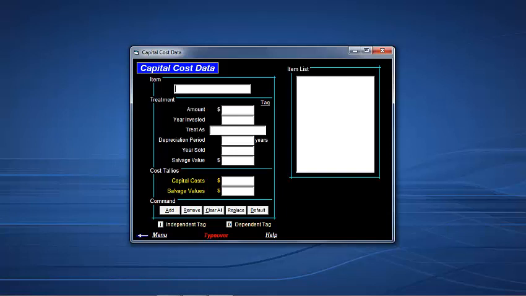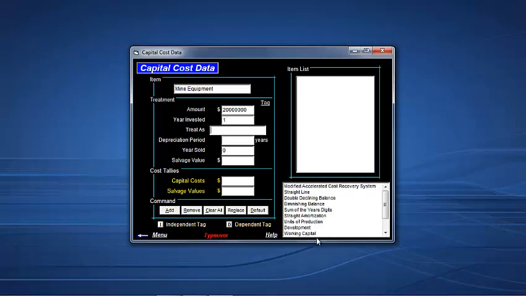Capital costs are handled in the program in more of a free field type entry situation. So let's say for mine equipment, we'll purchase $20 million worth of mine equipment in the first year. We have a variety of tax treatment methods available. Modified accelerated cost recovery system, which is the current preferred method in the U.S.